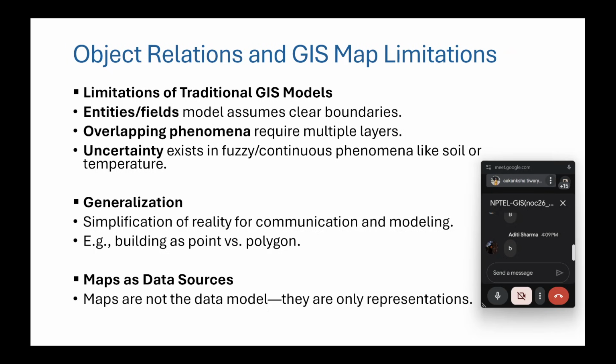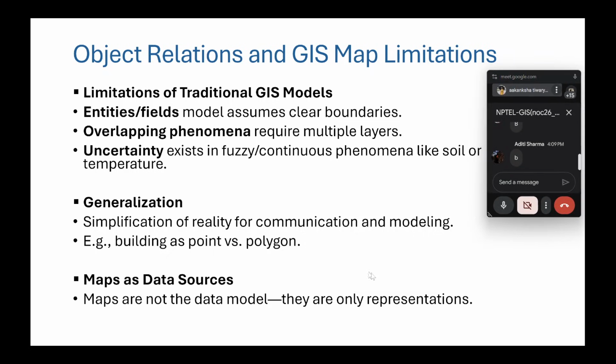And also we know what generalization is. It is basically simplification of reality for communication and modeling. Now maps are not data models, they are basically only representations. And for creating data models, we sometimes derive information from maps. For example, when we are digitizing, we are using the map as a data source, and then we are deriving some data points from that.